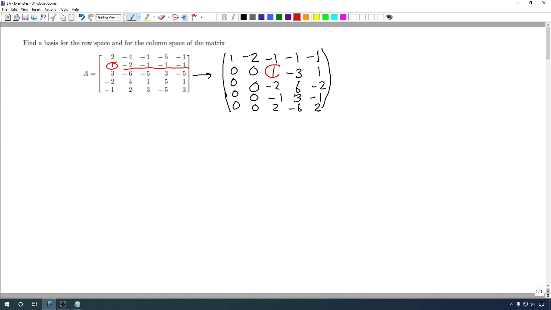And now this 1 is a good choice for our next pivot. It's even in the best spot for it. So we'll go ahead and pivot off of that 1 and get another matrix. That first row is going to stay the same.